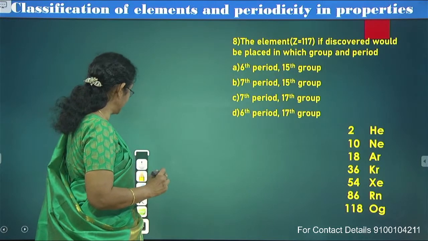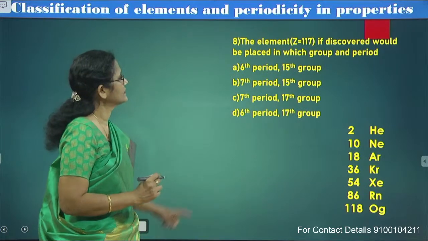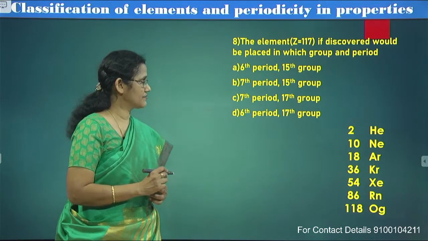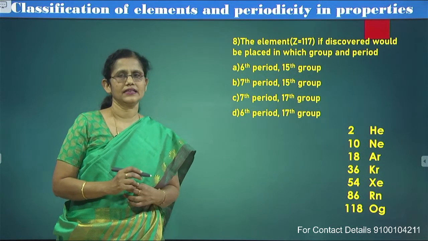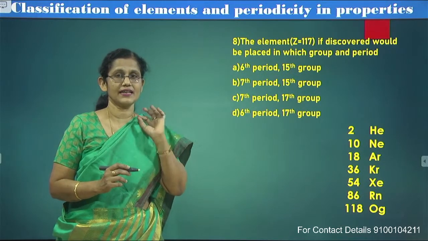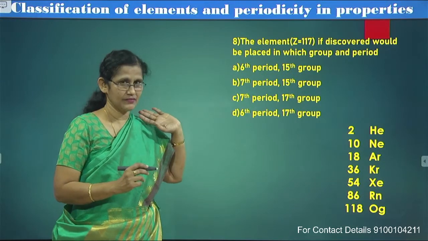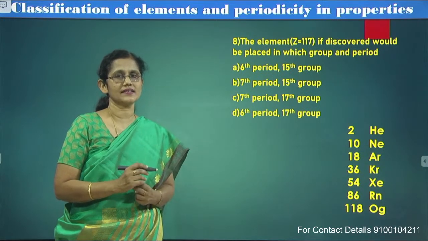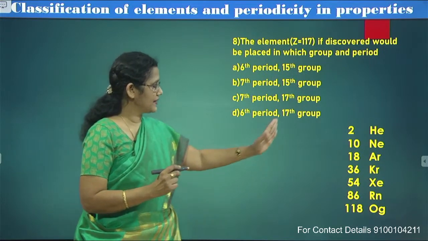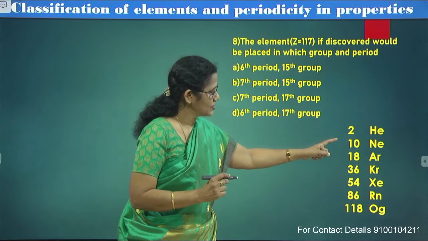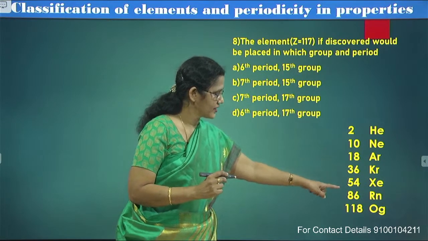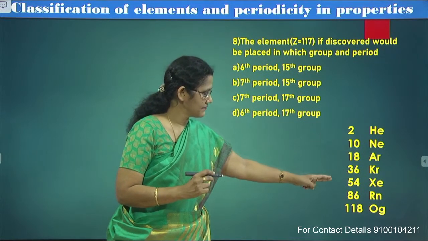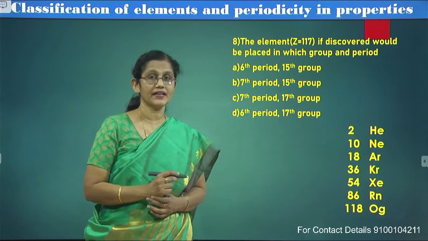Now, see this question. The element 117, if discovered, would be placed in which group and period? If element 117 was discovered, where should it be placed? We discussed yesterday, I have suggested 2 different ways to answer this question, right. See, we must memorize the noble gases: helium, neon, argon, krypton, xenon, radon, oganesson. So, these are 2, 10, 18, 36, 54, 86, 118, right.